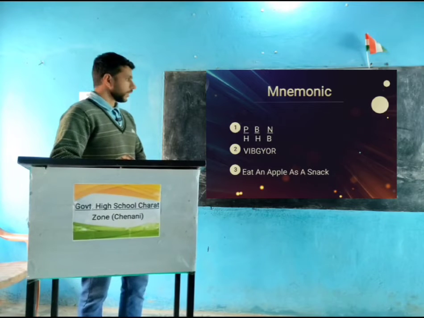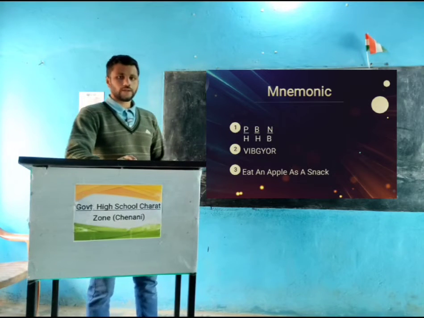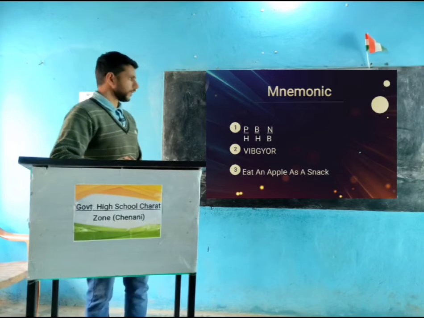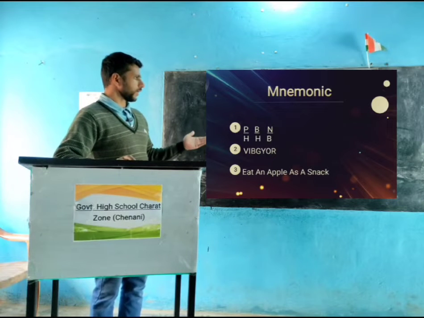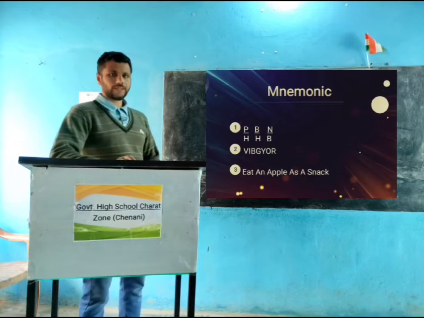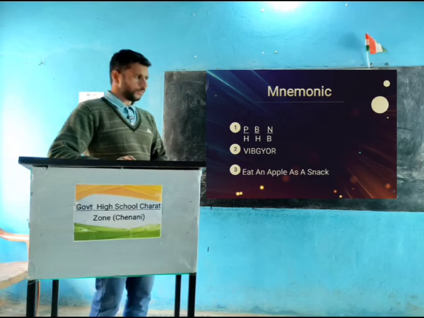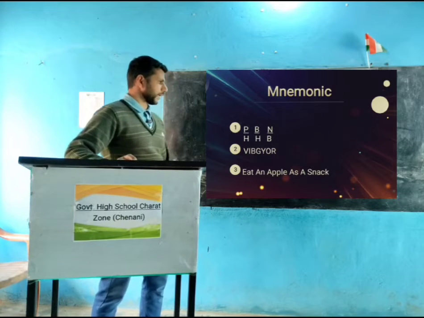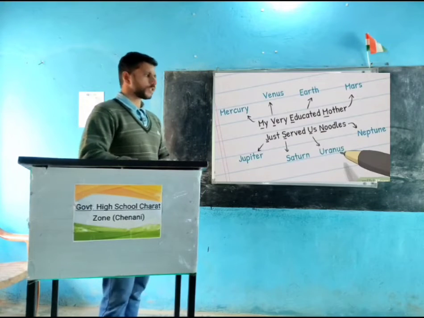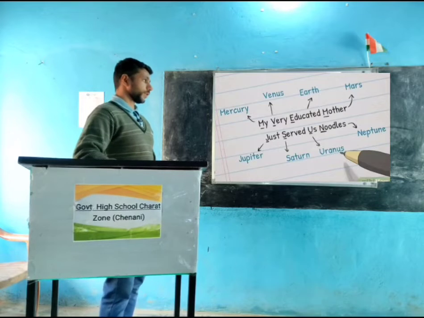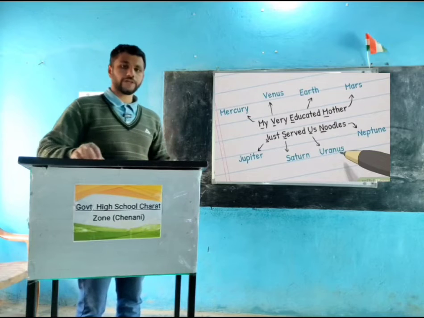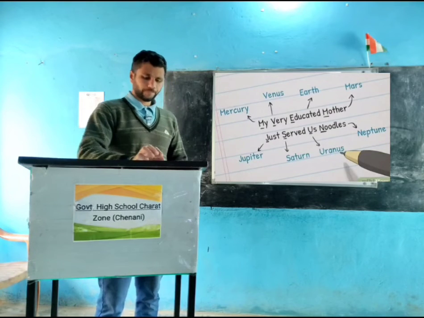For example, here, to remember these formulae in trigonometry, that is in mathematics, we can use a phrase like Pandit Badrinath Har Har Bole. Or we can use something like Vibgyor to remember the 7 colors of a rainbow. Or we can use something like eat an apple as a snack to remember the names of the different continents. Likewise, we can use a mnemonic like my very educated mother just served us noodles. This can be used to remember the names of different planets in our solar system.